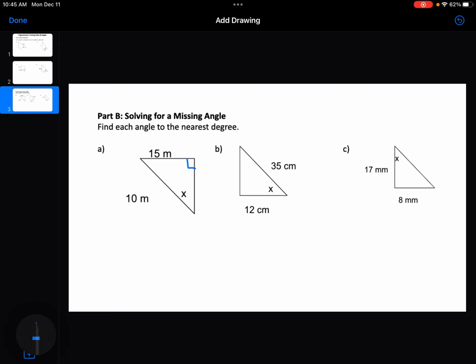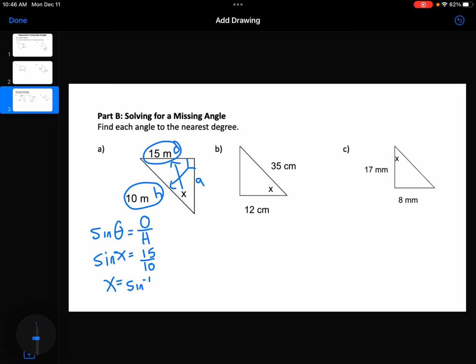Okay, let's look at finding the angle to the nearest degree. If I were to look at this triangle, we've got our hypotenuse, we've got our opposite, and this would be adjacent. So we're using these two sides, opposite and hypotenuse. So we're gonna have sine theta equals opposite over hypotenuse. Well, that's gonna be sine x equals 15 over 10. And then we're gonna get x equals the sine inverse. Remember, we're undoing sine of 15 over 10. Now, when you type that into your calculator, you're going to get an error.